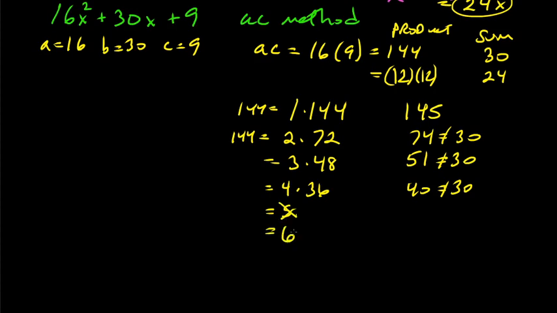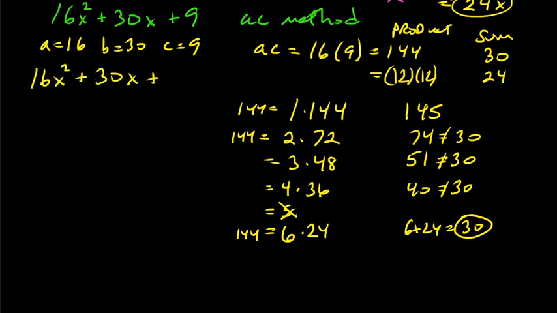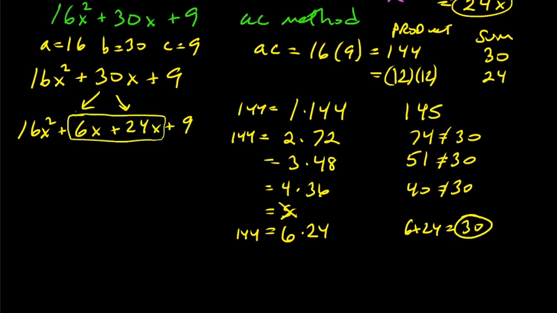Can we divide by 6? Yep. 6 times 24 is 144, right? And 6 plus 24 is indeed 30. So we have our match. So the two numbers we're going to split this up as are 6 and 24. Okay. So 16x squared plus 30x plus 9. Remember, we split this up as 6x plus 24x, right? Because that does equal 30x.